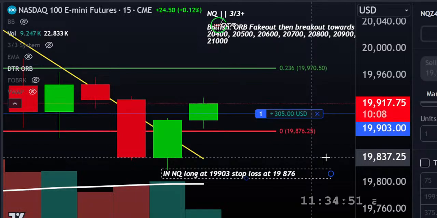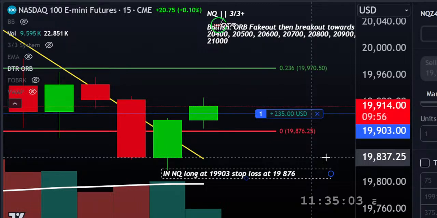So let's see if this thing can keep going for me. Better reaction away from this 19.9. Much better reaction. But I do not want to see this thing pull back much, right?